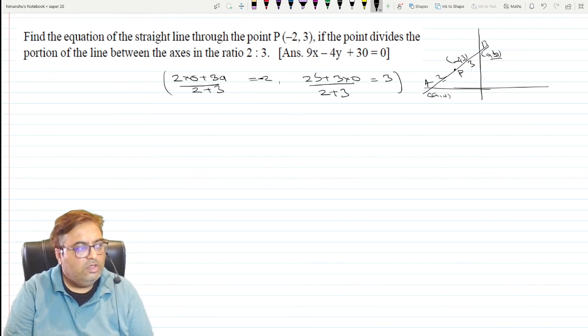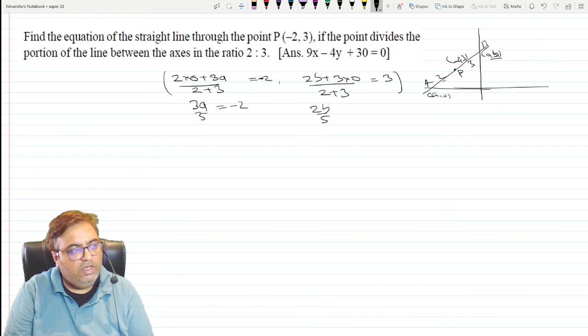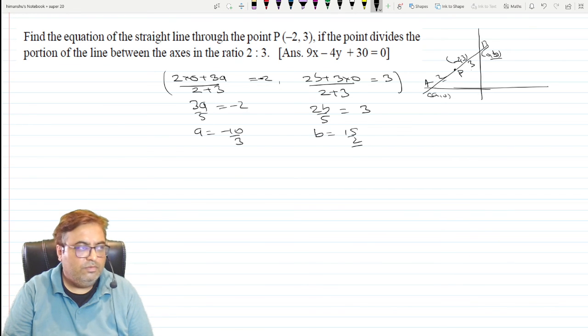Okay, so that will give you 3A by 5 is equals to -2, and this will give you 2B by 5 is equals to 3. So that will give you A is equals to -10 by 3 and B is equals to 15 by 2. Okay, so these are the X intercept and y intercept of the line.